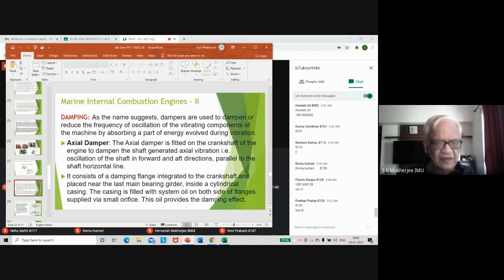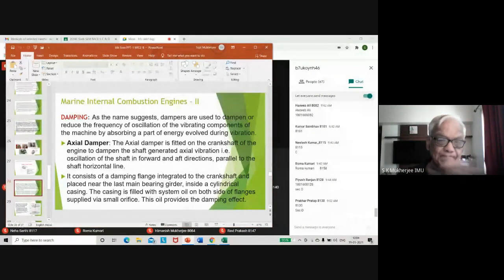This axial damper consists of a damping flange integrated to the crankshaft and placed near the last main bearing girder inside a cylindrical casing. The casing is filled with system oil, that is crankcase oil, on both sides of the flanges, supplied via a small orifice. This oil provides the damping effect. Actually, it requires a little more explanation.